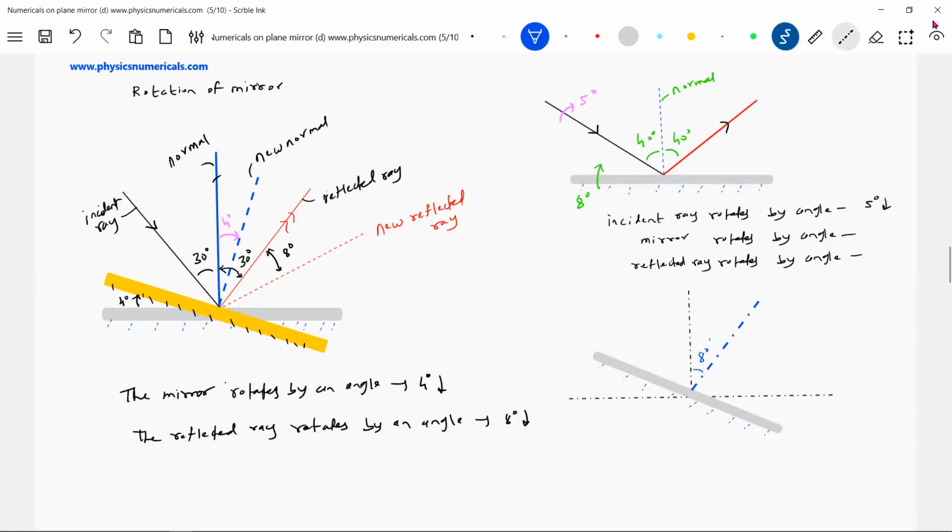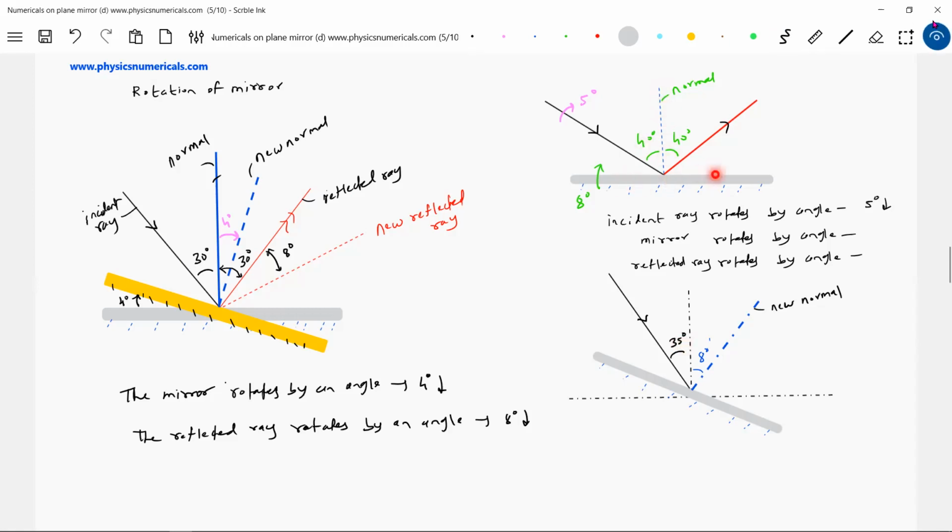And I'll explain clearly. You need not bother. Just make an observation. The incident ray earlier was making an angle of 40 degrees with the normal. Now it should make 35 degrees with the vertical line. Why should it be 35 degrees? Anybody? Why 35?